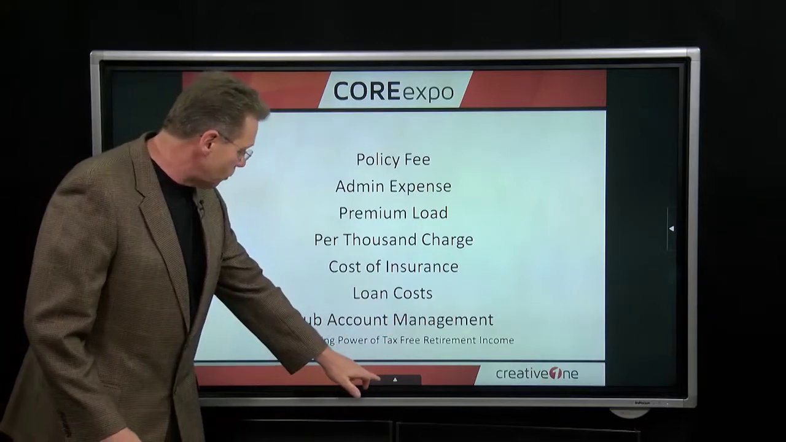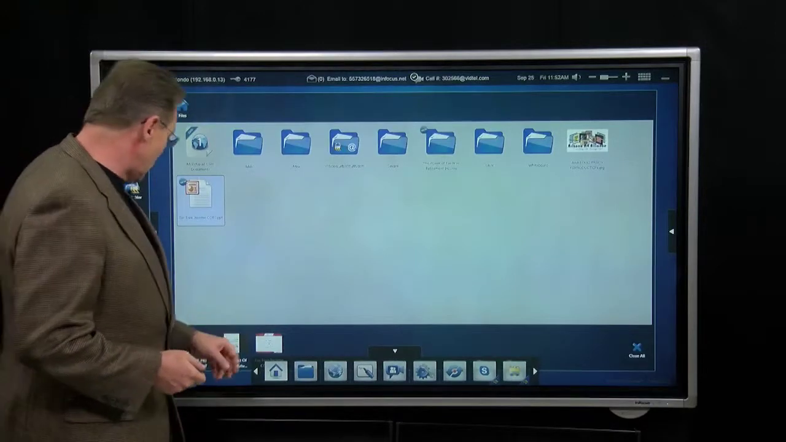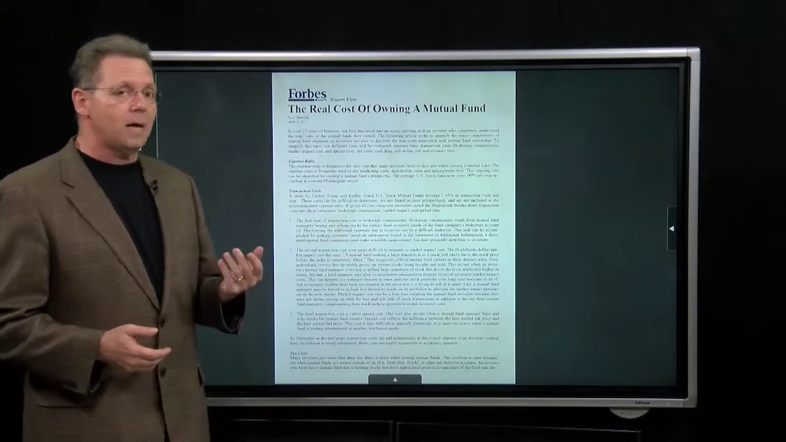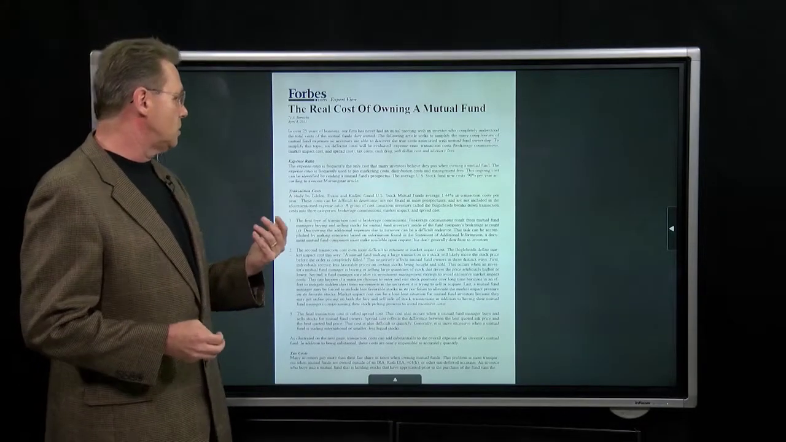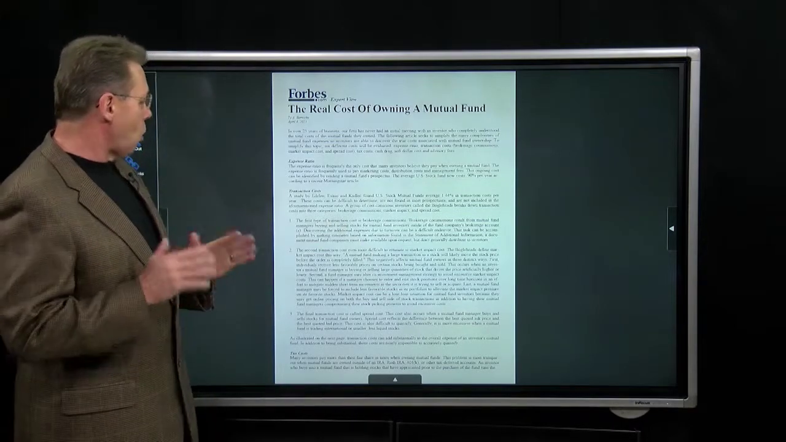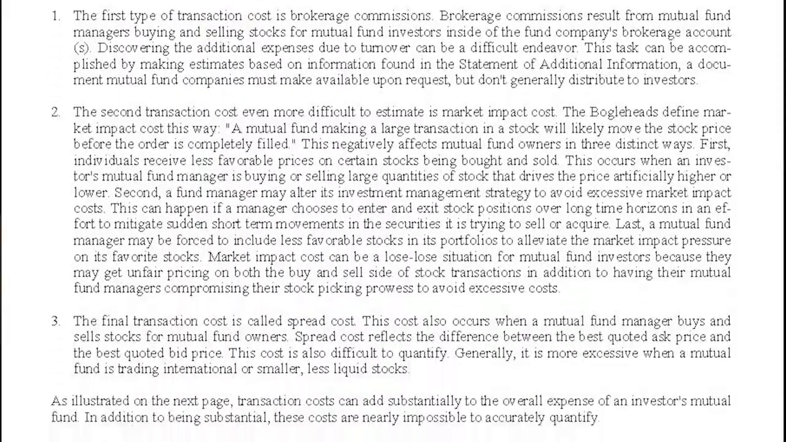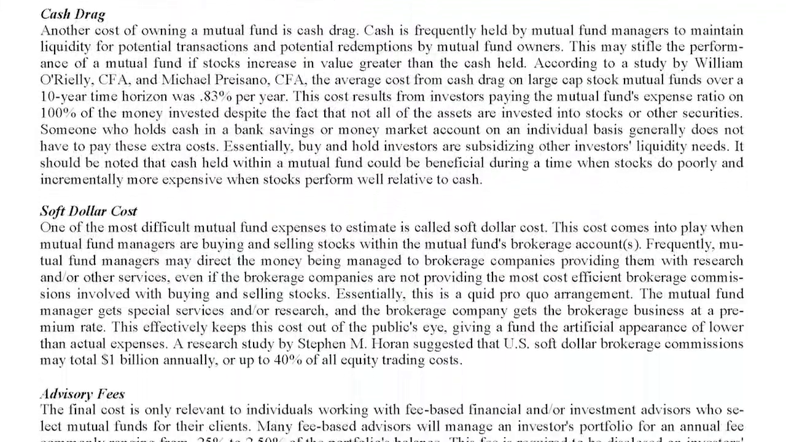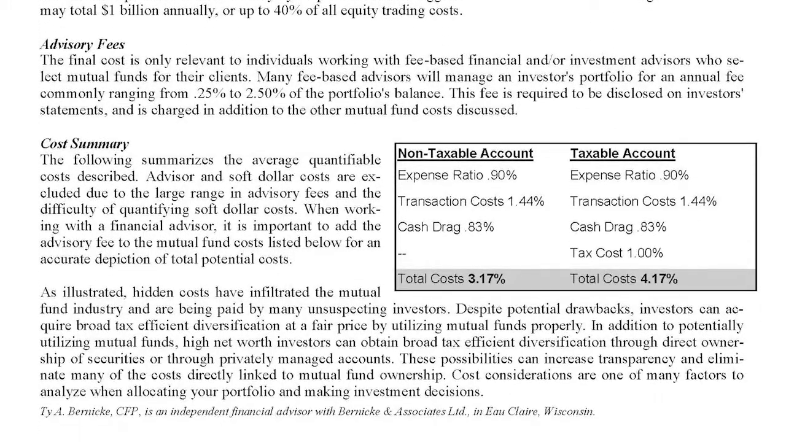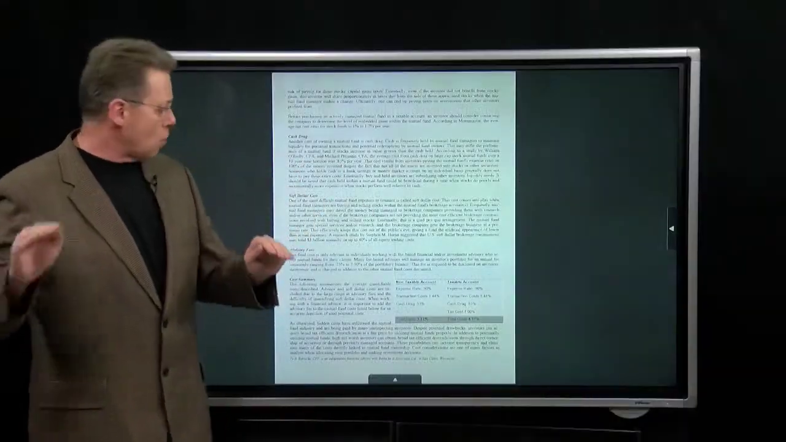Now, before we go too much further, I want to show you something that I think you'll find as revelatory as I did. When I'm looking at the basic real cost, there's an article that came out in Forbes that was excellent, done by a CPA out of Wisconsin. And this excellent is Bernanke, no relationship to the former Fed chairman. And they took all the expense loads, the ratio expense, the transaction costs, including the cash drag, soft dollar costs, and advisory fees, and they plotted it out. They split it between two basic categories. One would be qualified money and one would be non-qualified money.